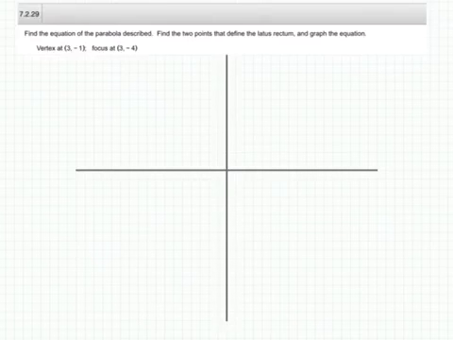So if the vertex is at x equals 3 and y equals -1, I'm going to label that V for the vertex. And the focus is at x equals 3 and y equals -4. 1, 2, 3, 4. I'll call this F for the focus. I know my parabola is going to start at the vertex and kind of hug the focus, so I know my parabola looks something like this.